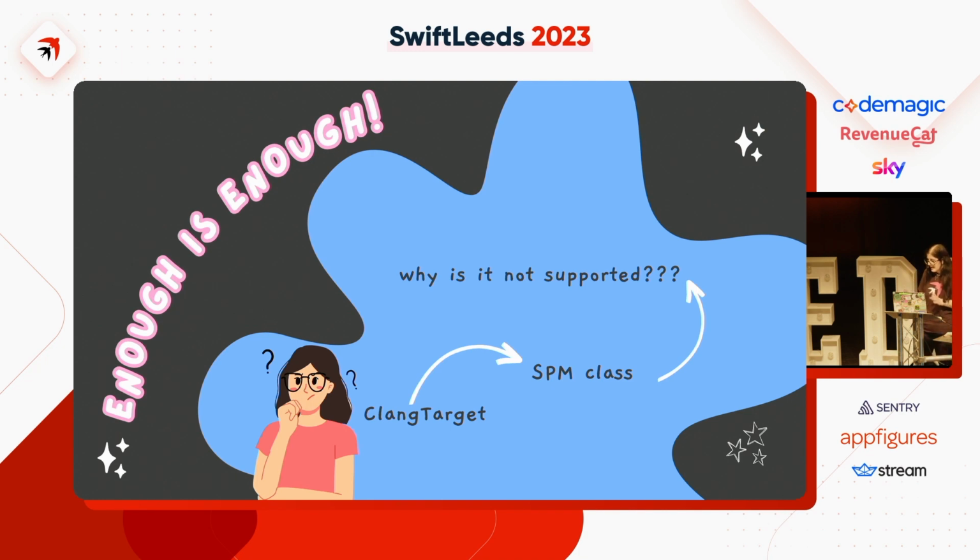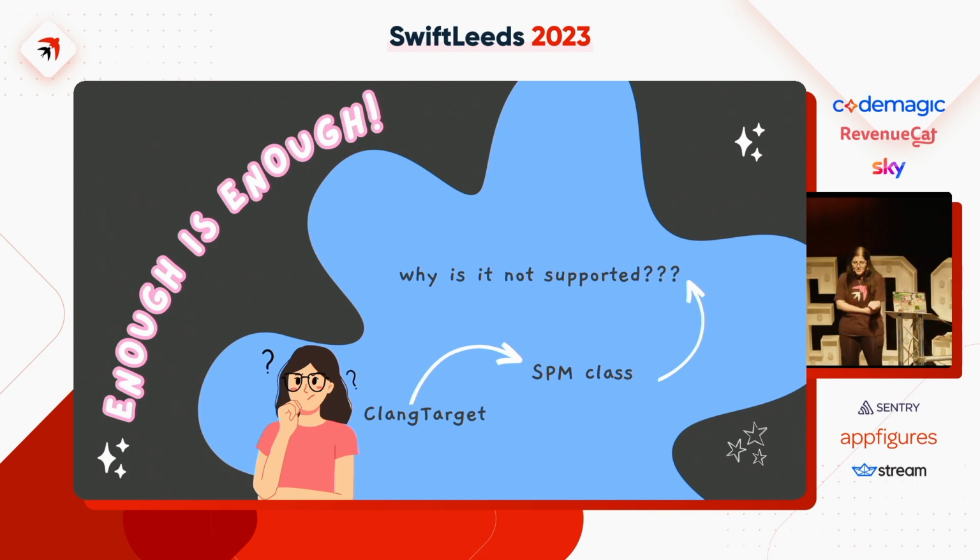So I was like, right, let's take the error message. Clang target is not supported. First part, Clang target, what on earth is it? Very simply, it's a class declared in Swift Package Manager. It's so straightforward, but I can't believe I didn't think about it. It's just a Swift Package Manager target that is based on the C family of programming languages.